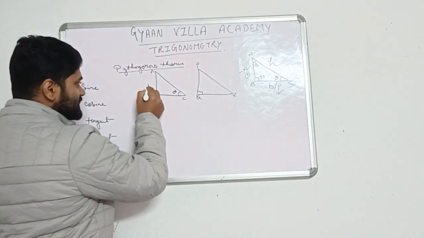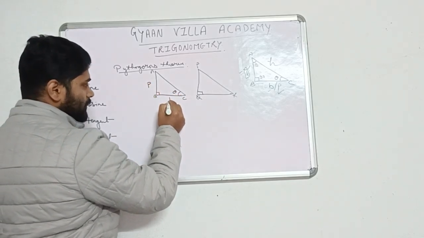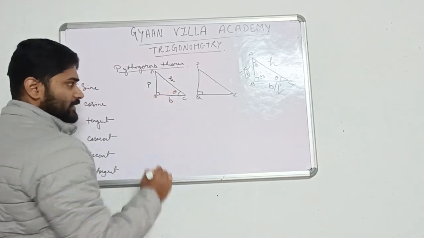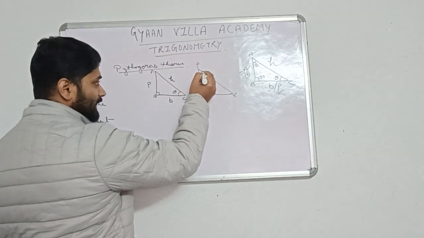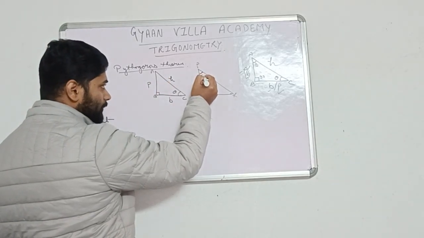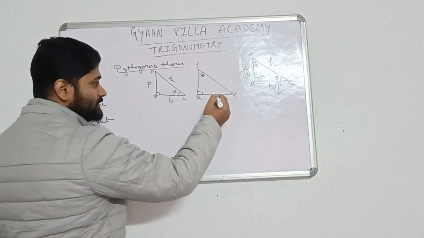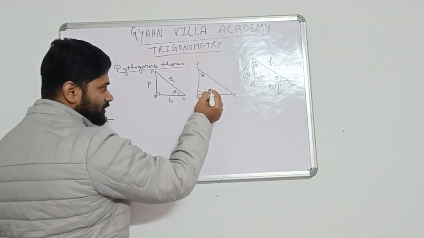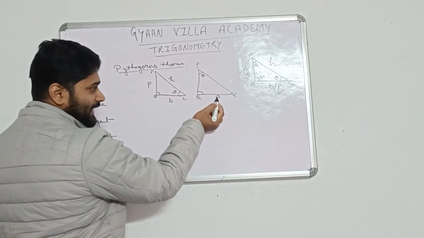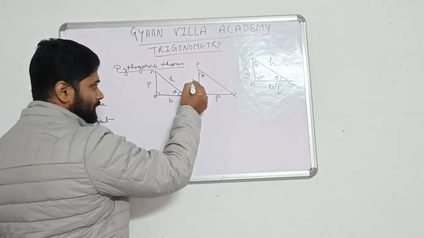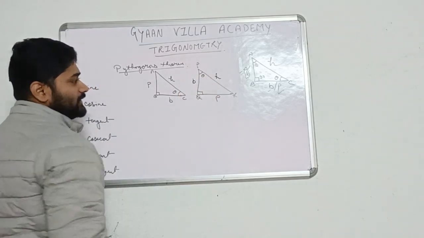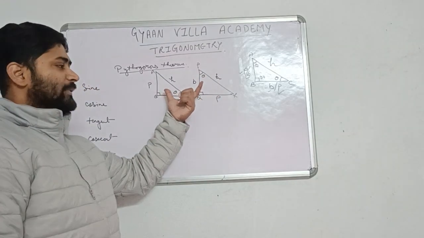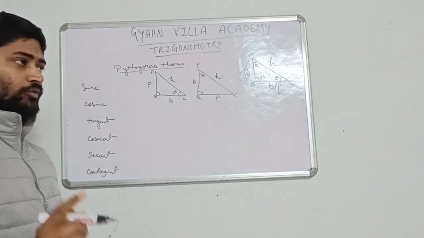So in this case, this will be your perpendicular, this will be your base, and this will be your hypotenuse. But suppose you are observing from here. In that case, this will be the perpendicular, the opposite of this angle. The opposite side of this angle is the perpendicular, the other one will be the base, and the third one is the hypotenuse.